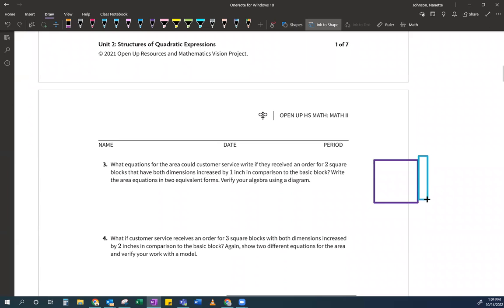Do you guys remember when we were drawing those rectangles? Something like this. I don't know. This might not be perfect, but that's okay. You guys understand what I'm trying to do, right? You guys all see it?